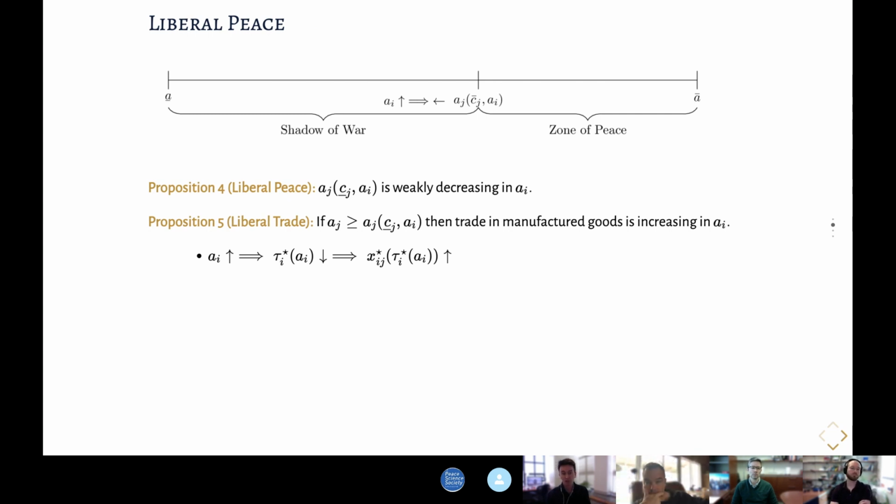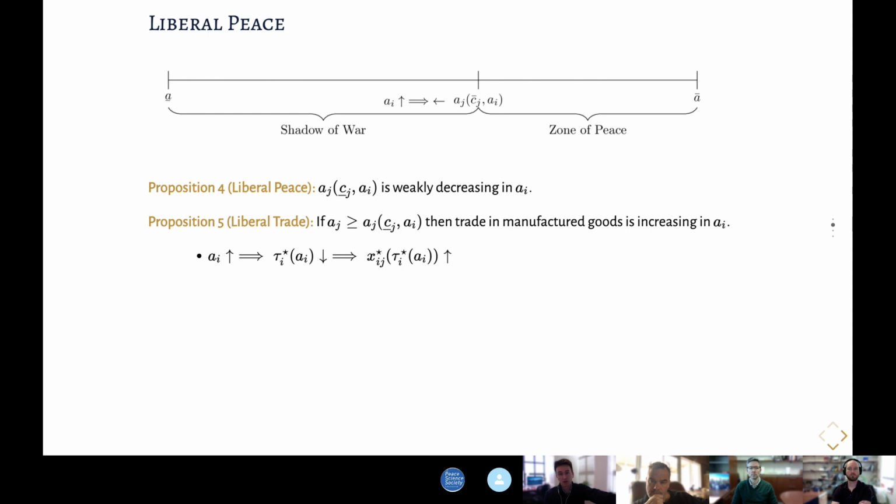And now within this zone of peace, when I make the home government more and more liberal, I'm going to be decreasing the barriers, that is, the trade policy, the level of tariffs that it chooses to implement at its ideal point, and this is going to increase trade between the two governments. So within this zone of peace, we sort of establish a dual liberal peace and liberal trade.